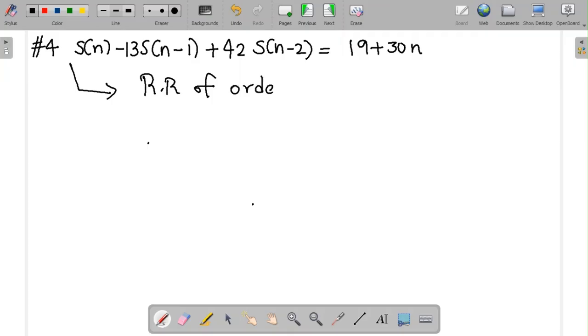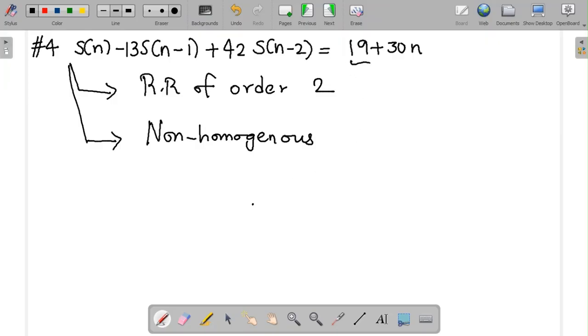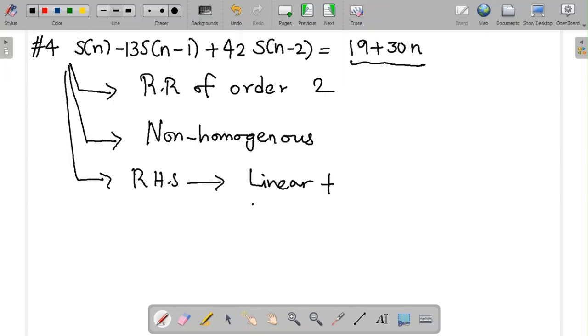Why do we say that? The smallest term involved in the sequence takes the value n minus 2. So n minus 2 is the smallest. So it is of order 2. And point number 2 is that it is again non-homogeneous because S of n depends not only on n minus 1 and n minus 2, but also on a function of n. This function here, this time, is not a constant function, it's a linear function in n. The RHS is a linear function in n.